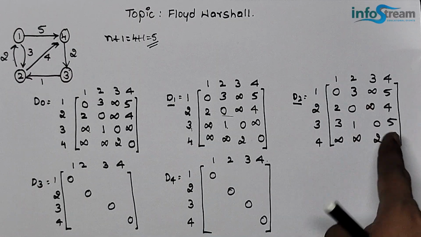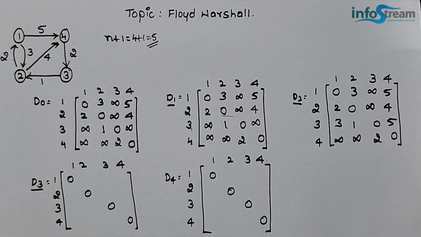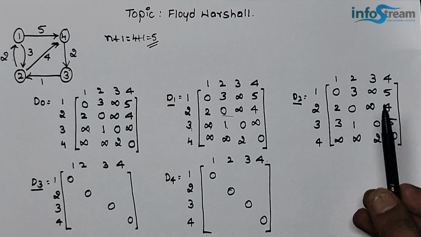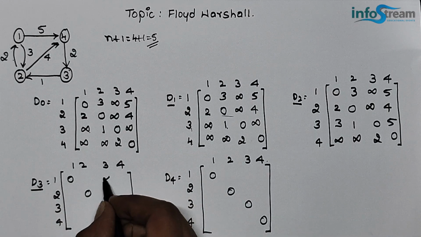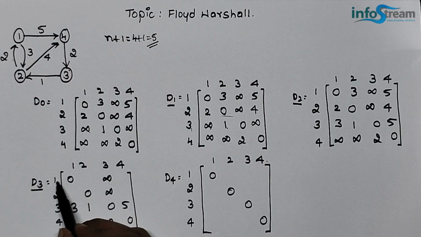Using this third matrix, you will be writing the fourth matrix. This is the D3 matrix. So you will be copying the third column and third row element from the previous step. So infinity, infinity, 2, 3, 1, 5. Now let's find the value of 1 comma 2.